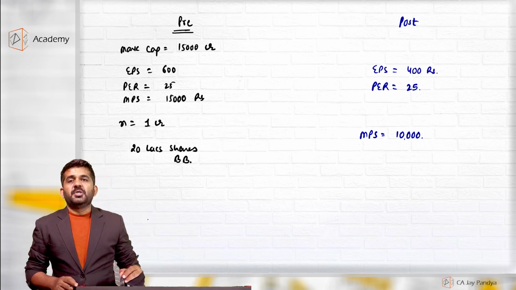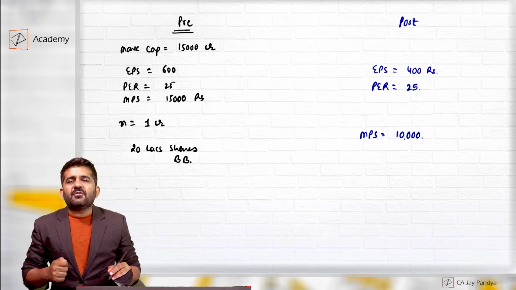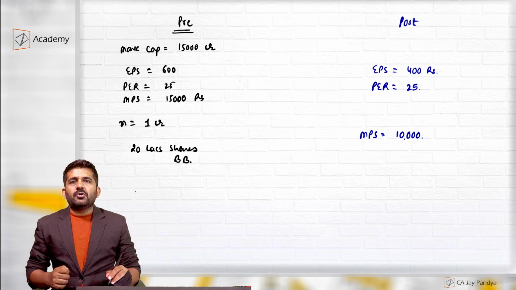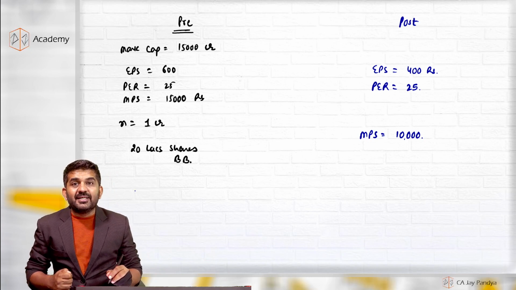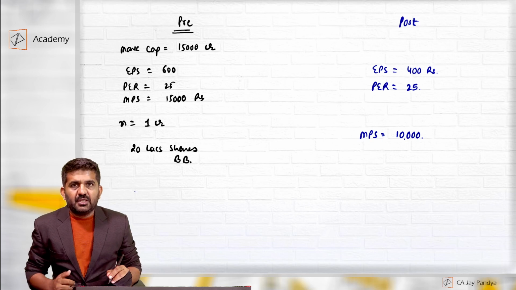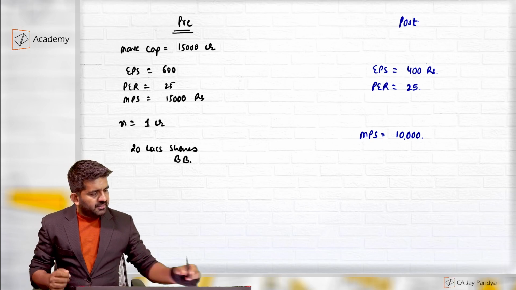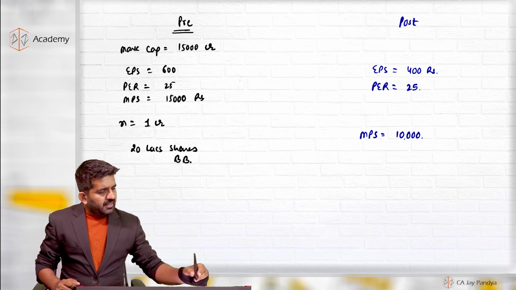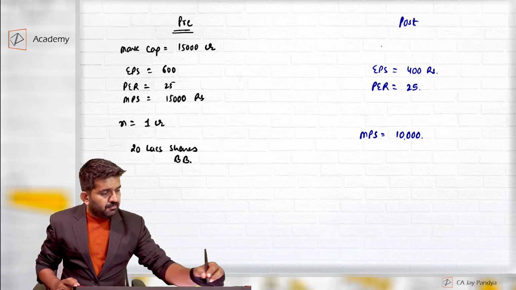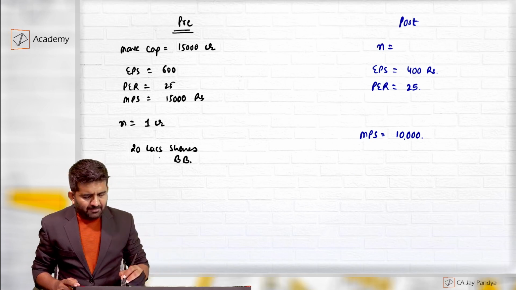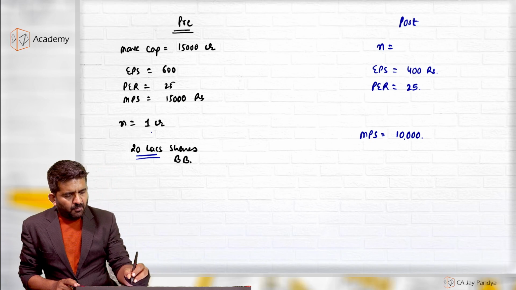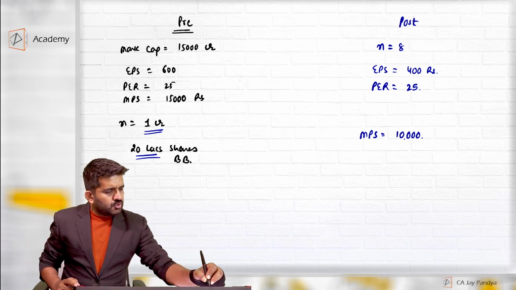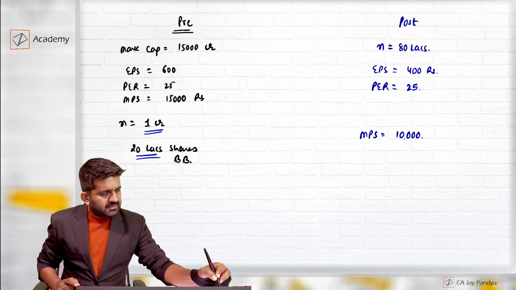Now see, this is weird. Immediately after buyback, your earning per share is decreasing by 200 rupees. I'm not saying it is wrong, but it is decreasing by 200 rupees. Let us also find out market cap, number of shares post buyback. 20 lakh shares are bought back out of 1 crore. So number of shares will be 80 lakhs.